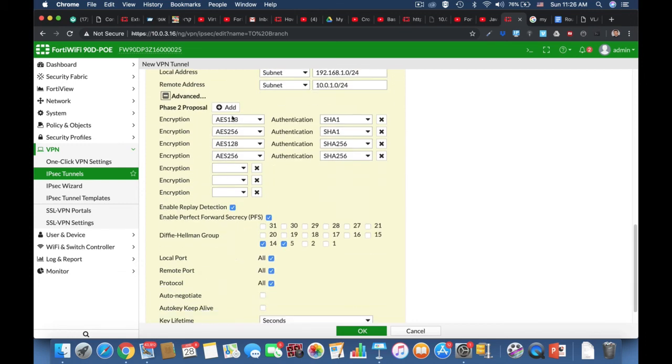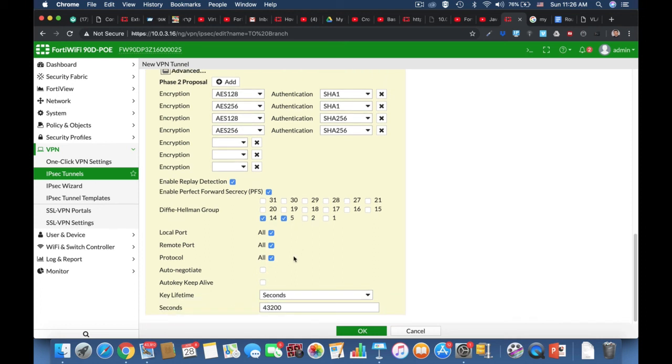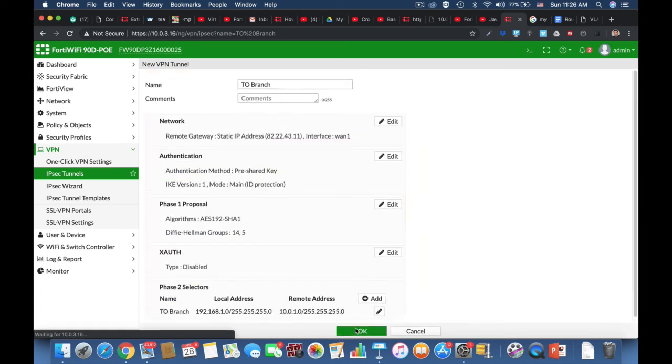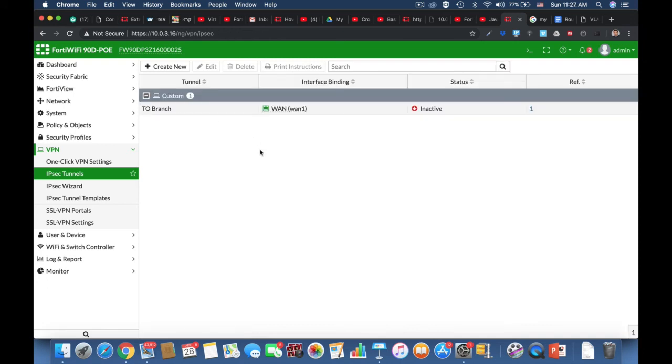All right, now we can move over to the advanced configuration where we can determine the encryption algorithms and the hash functions. We will keep them as they are. We will enable replay detection and perfect forward secrecy. That is a mechanism that initiates a new key each time this session ends. It's much more secure that way. And there it is. That's our tunnel. Step 1 is completed.